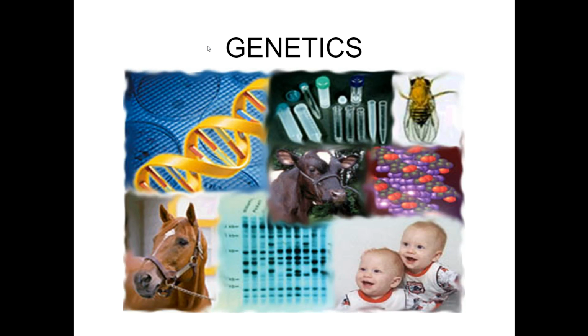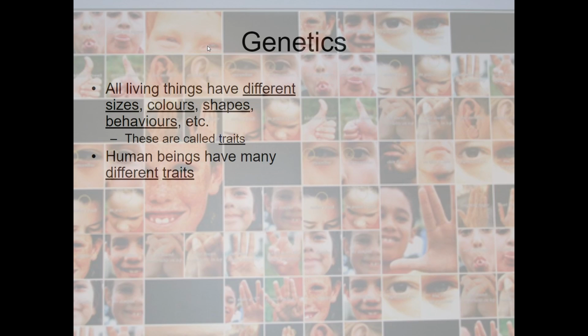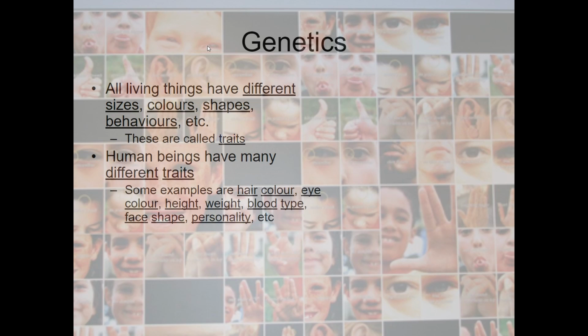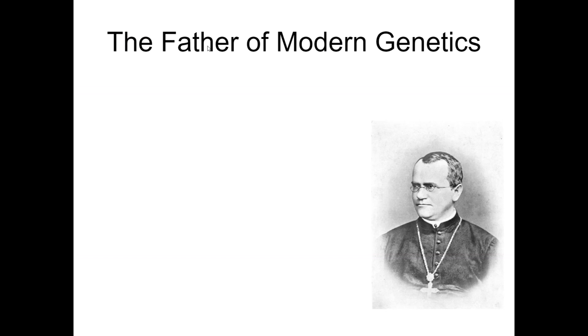Genetics. All living things have different sizes, shapes, colors, behaviors, and so forth. You can see from the pictures in the background here. These are called traits. Human beings have many different traits. Some examples are hair, hair color, eye color, height, weight, blood type, face shape, personality, etc. Traits are determined by the genes that were passed down from your parents.